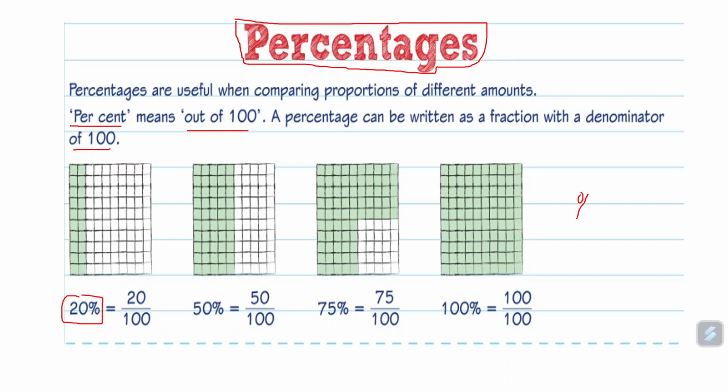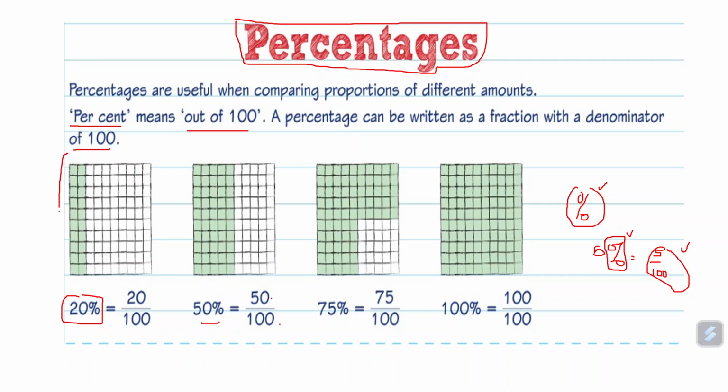This is the symbol for percentage. Please take notes. For instance, if you have something like 5%, it means 5 out of 100. In other words, this symbol means out of every 100. So you can see 50% means 50 out of 100, 75% means 75 out of 100, and 100% means 100 out of 100.